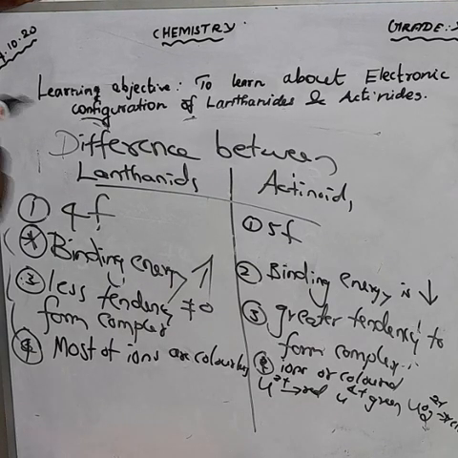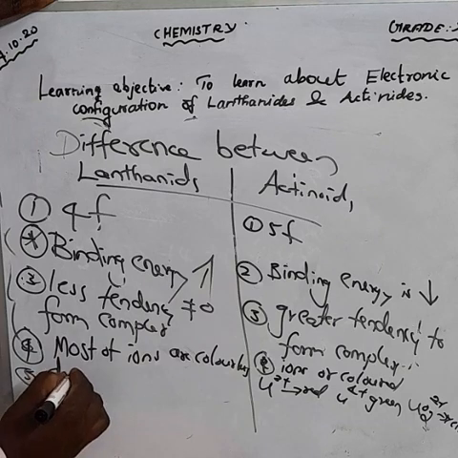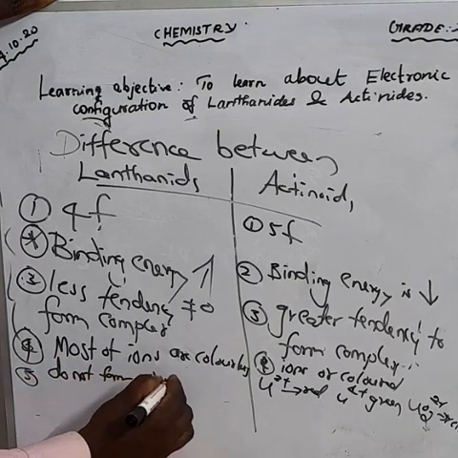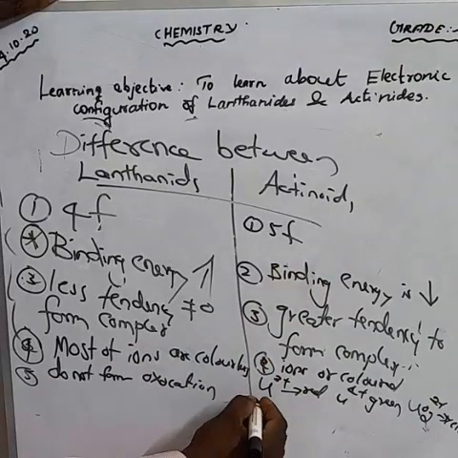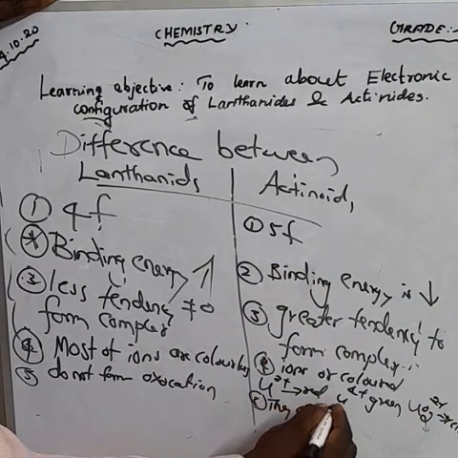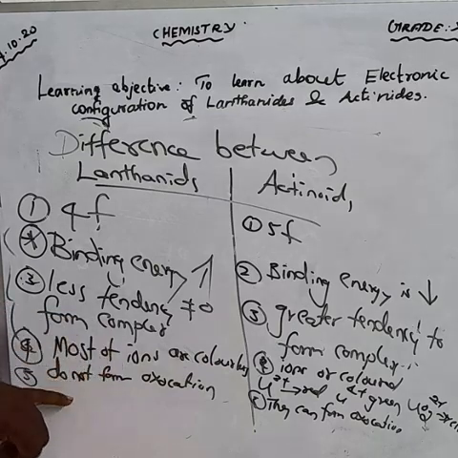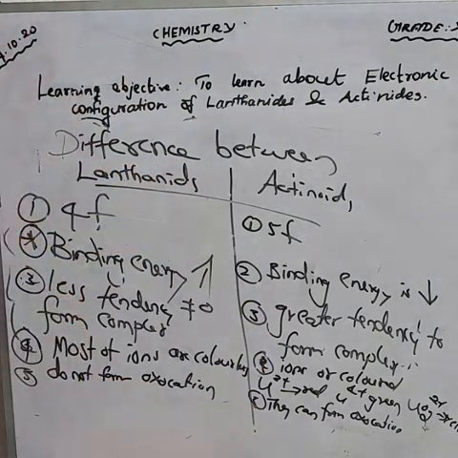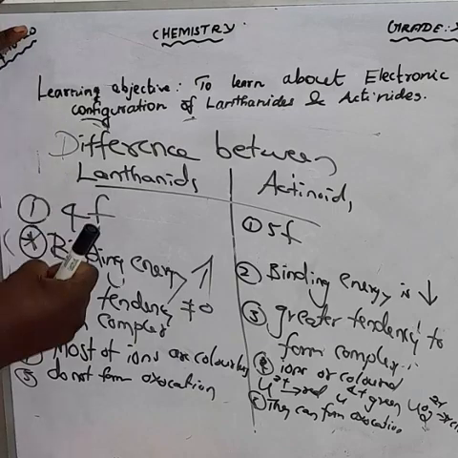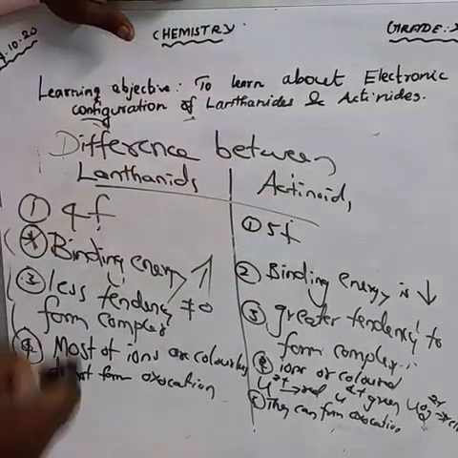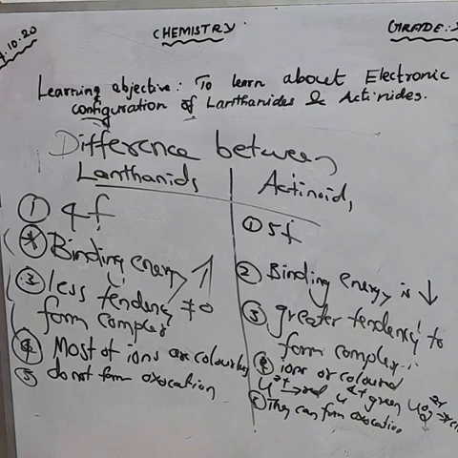They do not form oxocation. Here, they can form oxocation. Here, lanthanides do not form oxocation. And also I told you about the oxidation state. Besides +3 oxidation state, lanthanides also show +2 and +4. Actinides have +3 oxidation state and also have +5, +6, +7 and so on. Anyhow, you should write at least 5 points.